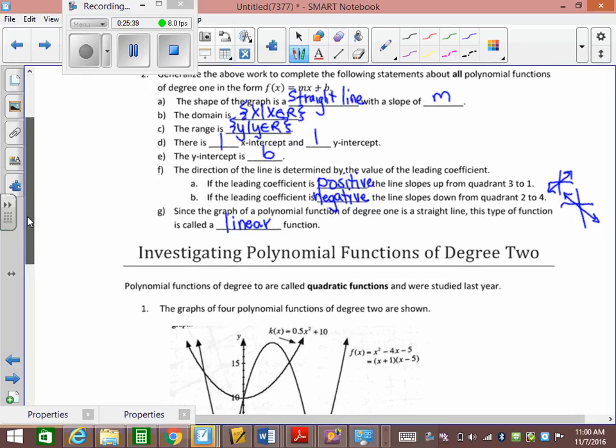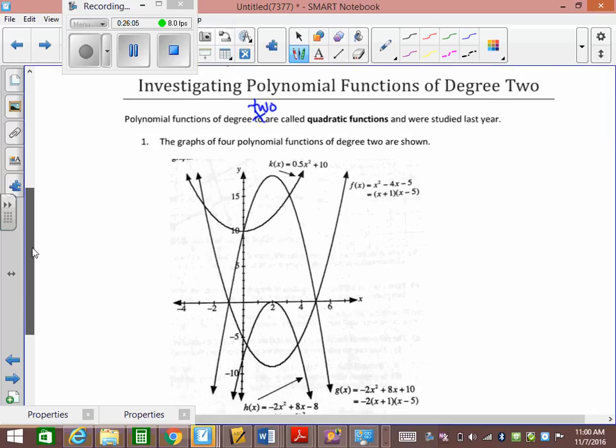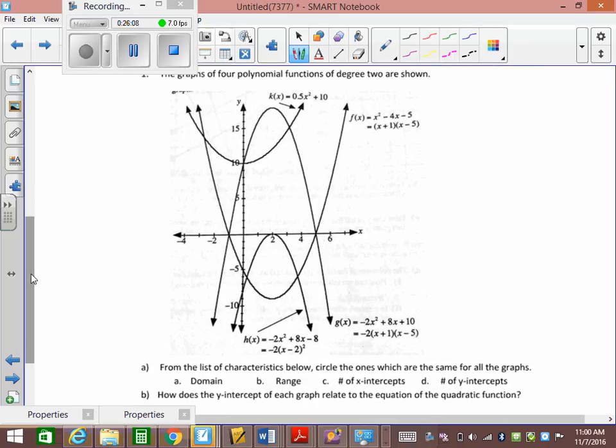Okay, we're going to look at degree 2. Whether you were in 20-1 or 20-2, you looked into this in depth. Polynomial functions of degree 2, T-W-O, are called quadratic functions and were studied last year. The graphs of 4 polynomial functions of degree 2 are shown. So you have both versions: the equations without brackets and the equations with brackets. From the list of characteristics below, circle the ones that are the same for all graphs. Are their domains the same?